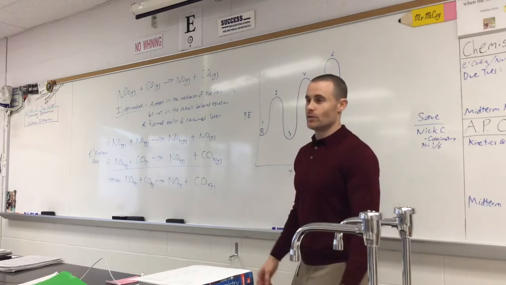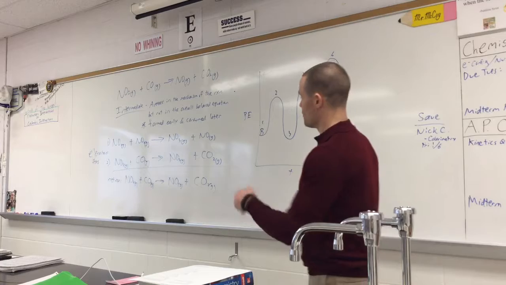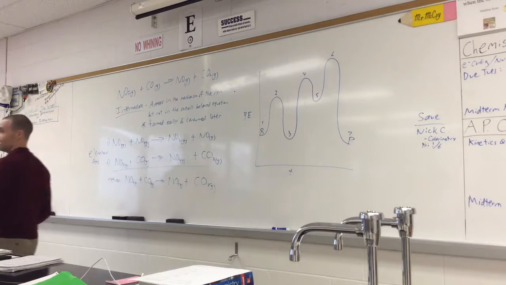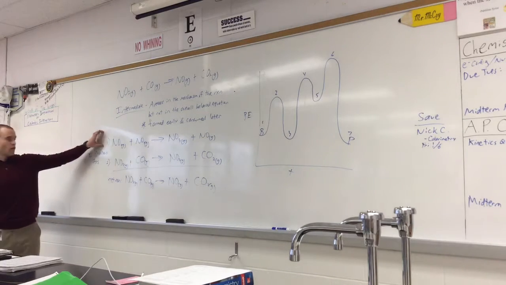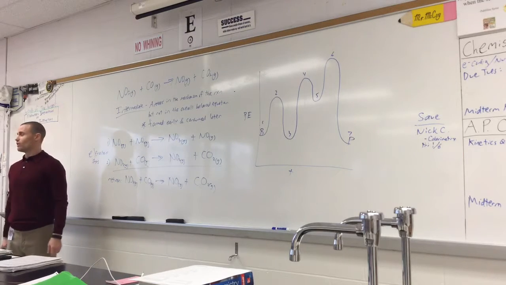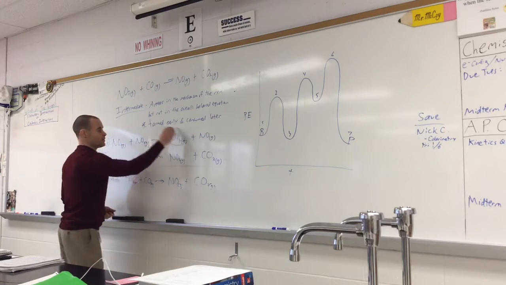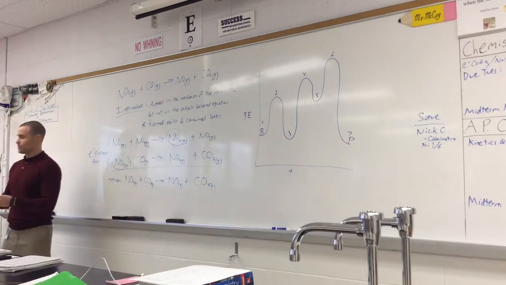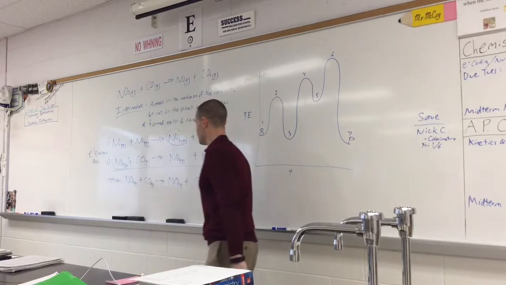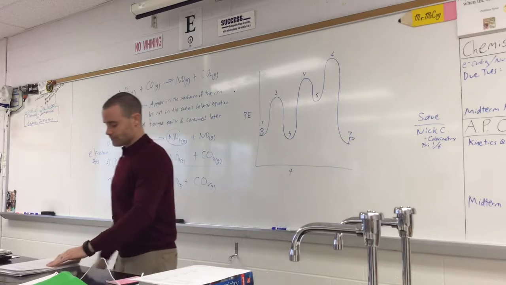So what's an intermediate? Don't say it. Formed early, consumed later. When I say formed early, I mean formed in one of the first steps, and consumed later means it's used up in one of the later steps. And there's only 2 steps here. So what's formed in number 1 and then used up in number 2 so that it's not found in the overall equation? Pat Meehan. NO3, right. NO3, circle that. That would be our intermediate. Make sure you write that down somewhere so that you understand. It's formed in the first step, consumed in the second. Formed in the first, consumed in the second.